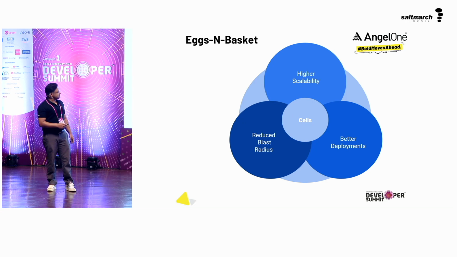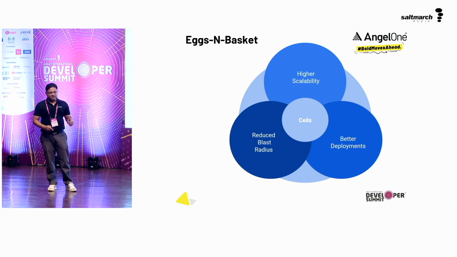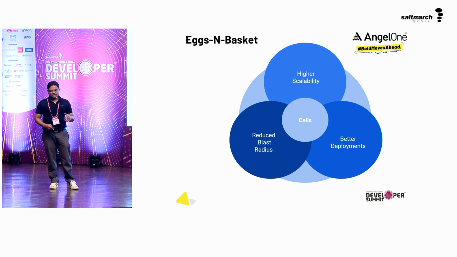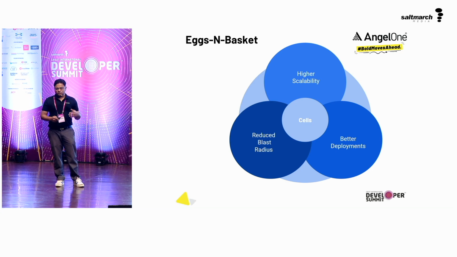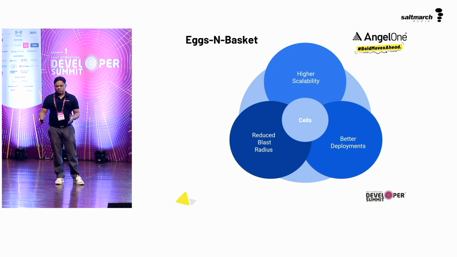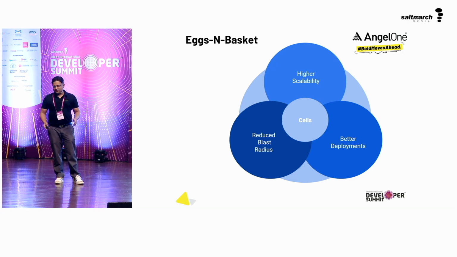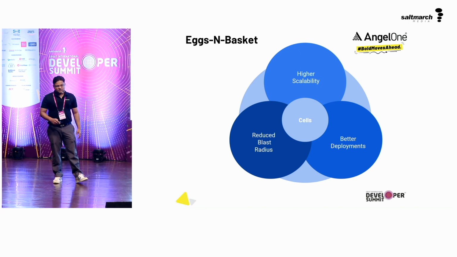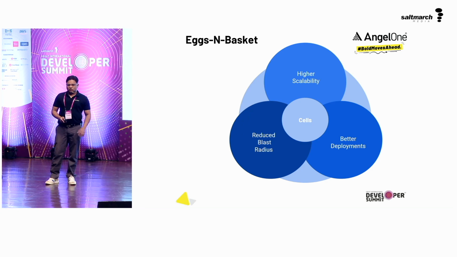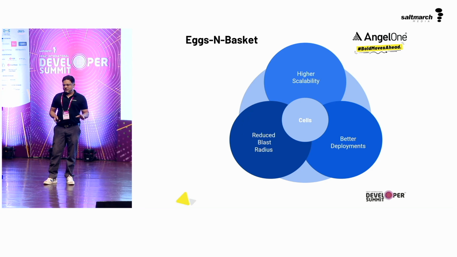So the advantage is obviously higher scalability. We have millions of customers coming in every month, so we just throw hardware at the problem: you buy more hardware, you scale horizontally. You have a reduced blast radius. That means if things go wrong, not all customers are affected.